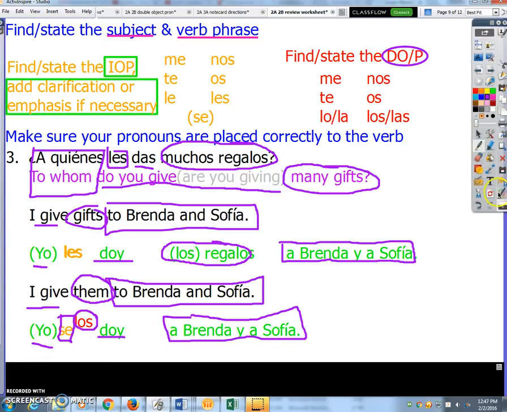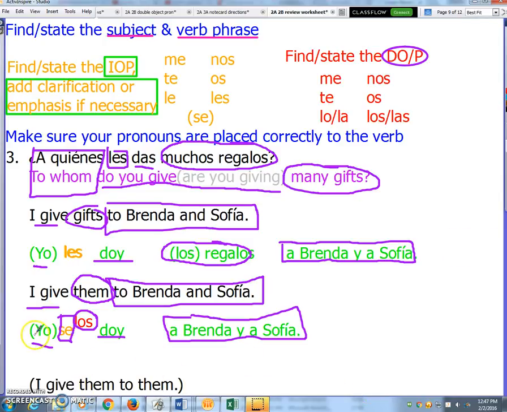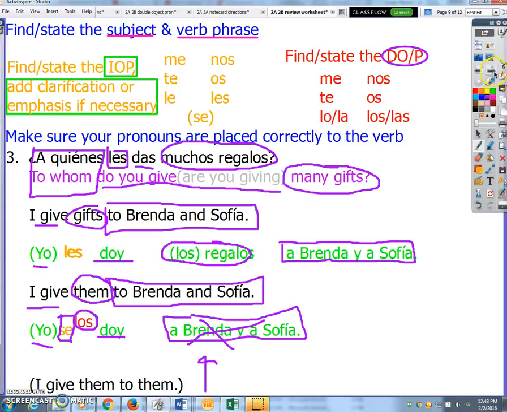And if I wanted to change this last sentence to I give them to them, it would be this exact sentence, but I would get rid of this clarification and emphasis. And now it says, I give them to them. Number 4.